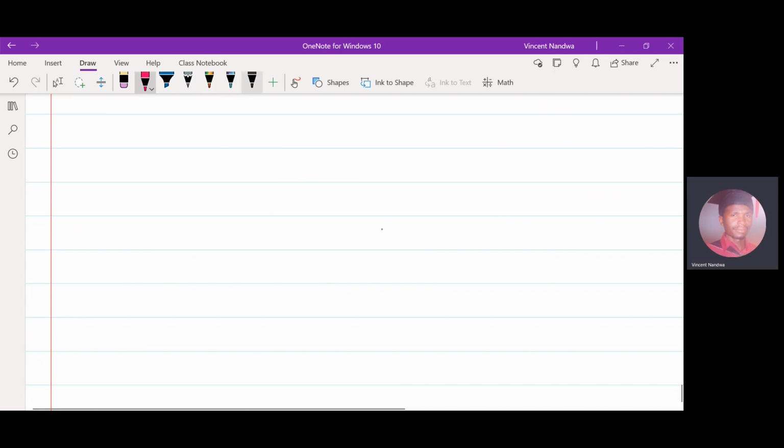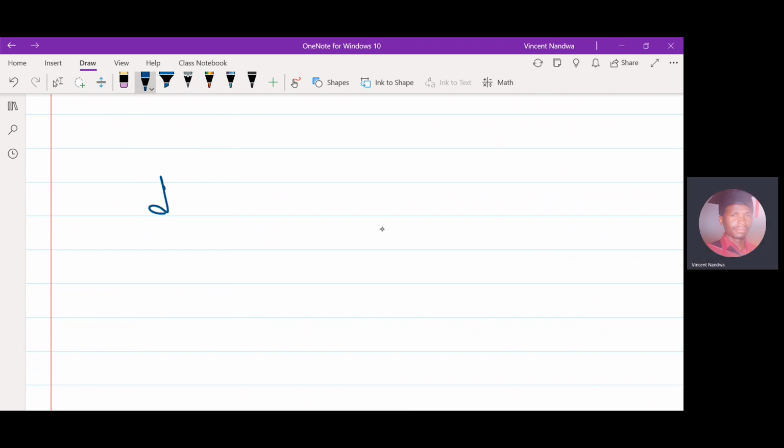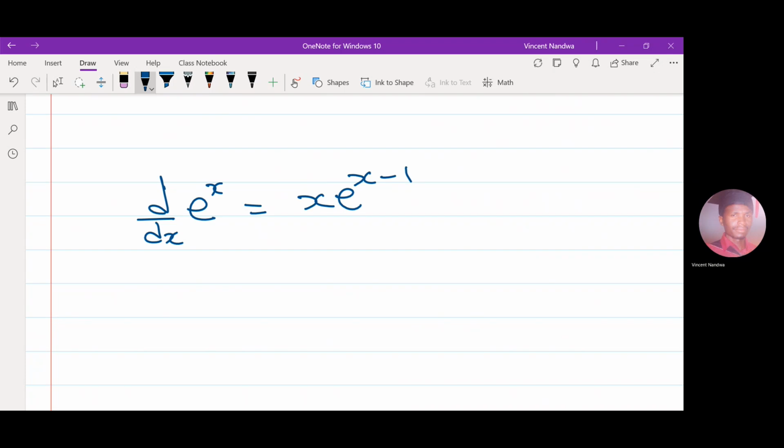So when you find someone says that d/dx of e raised power x is given by x e raised power x minus 1, that one, even St. Peter will not be happy with you; you can be taken to hell. d/dx of e raised power x, you write x e raised power x minus 1.